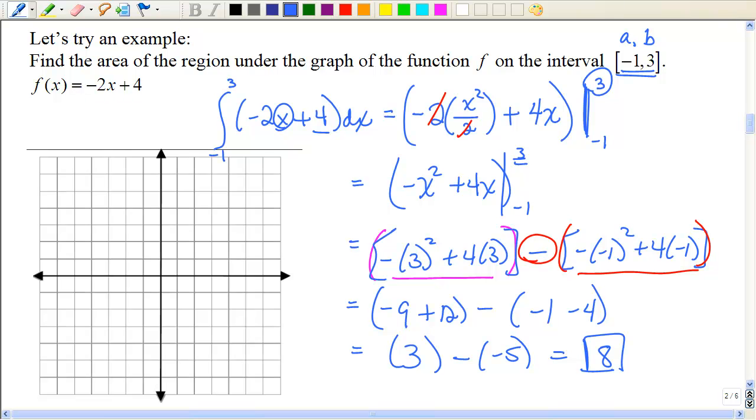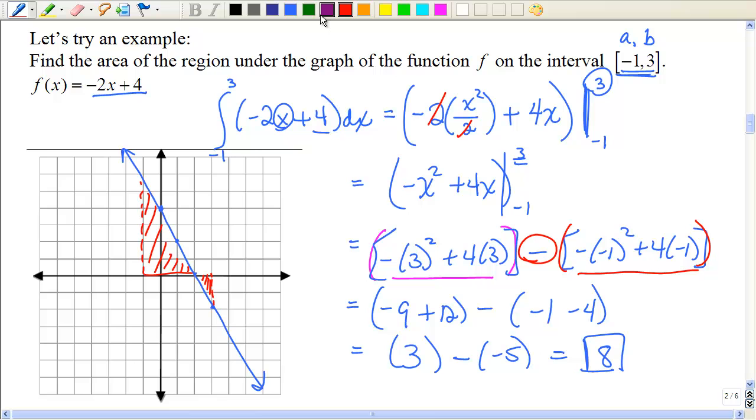Okay, so we know that the area is 8 square units, but let's just look at a graph. If we were to graph that, that's a line where b is 4 and the slope is negative 2. So down 2 over 1, down 2 over 1, that kind of thing. All right, and so if I bound it by negative 1 and positive 3, we would have the area of this triangle above and this triangle below.